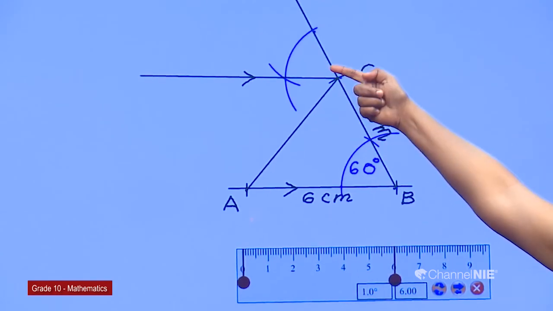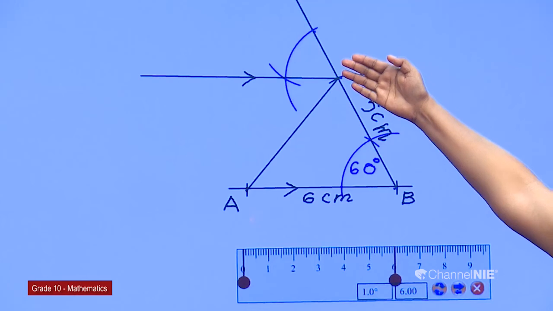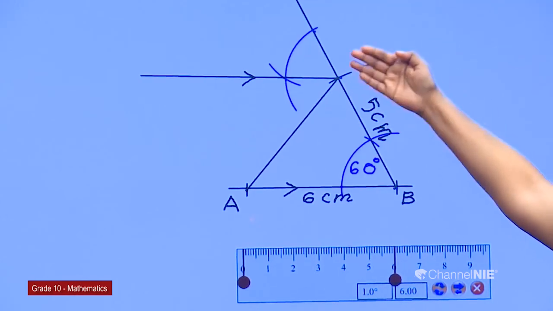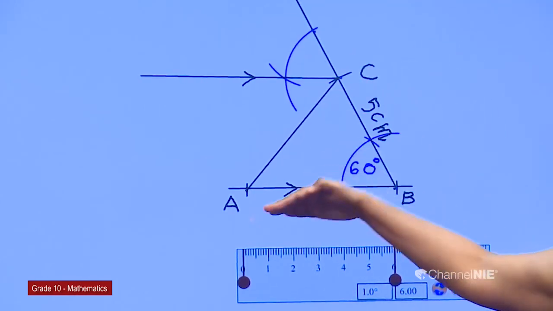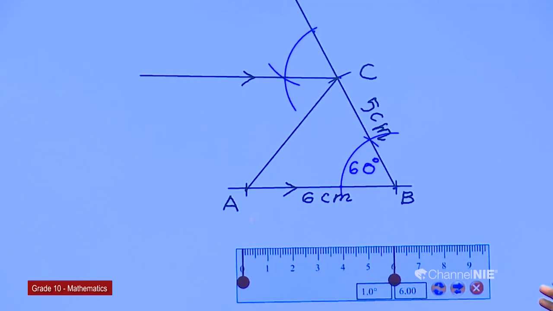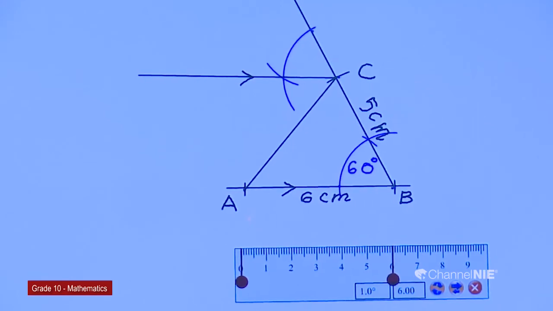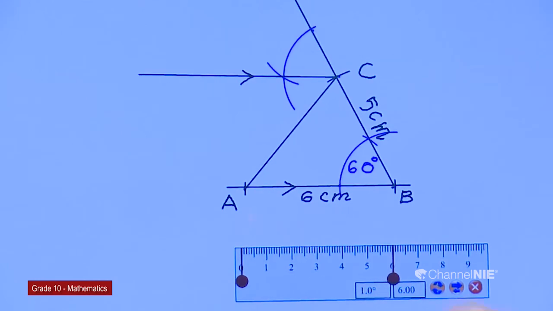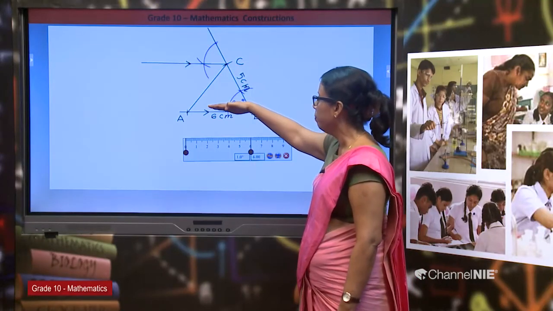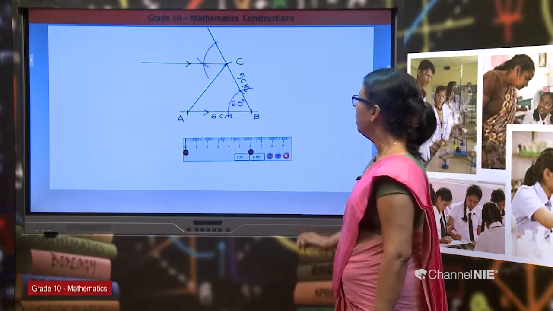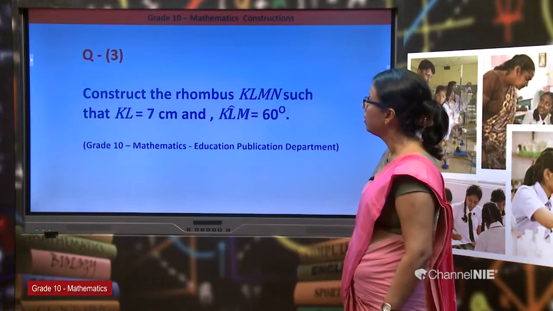They are equal angles, they are corresponding angles. If two corresponding angles are equal, those lines are parallel. That is how we can construct a parallel line to AB through C. Or you can use the third method as well. Any method you can use to construct this parallel line to AB through C. Let us go to another question.